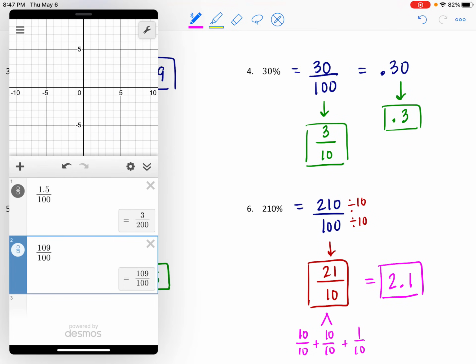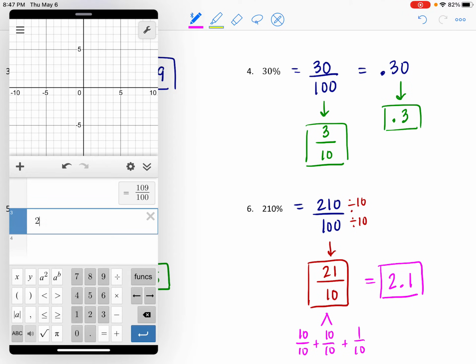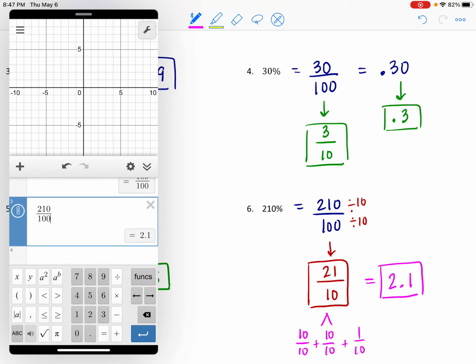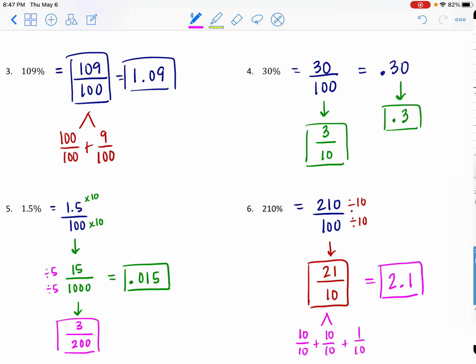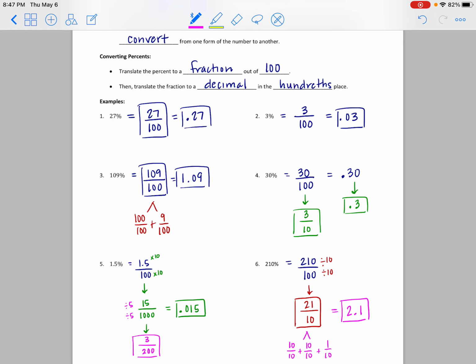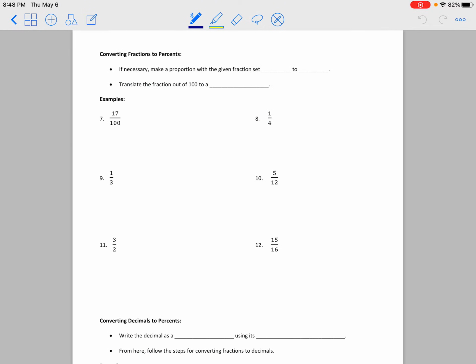And again, let's just confirm 210 out of 100. Get 2.1 as our decimal. Let's hit the little fraction button and see that 21 tenths is our reduced fraction. Okay? So that's converting. The important part here is that you can translate that percent symbol into a fraction out of 100. That's the key part, because the calculator can do the rest of the work for you. Okay? Now, let's try going in reverse here.